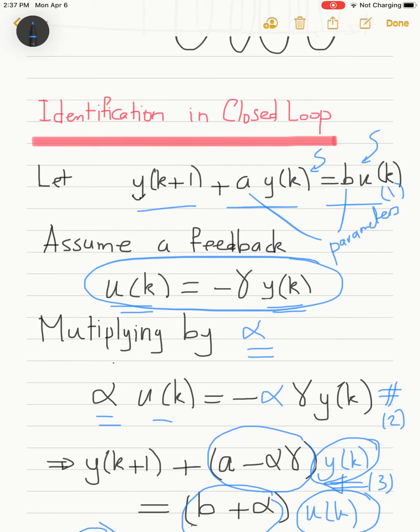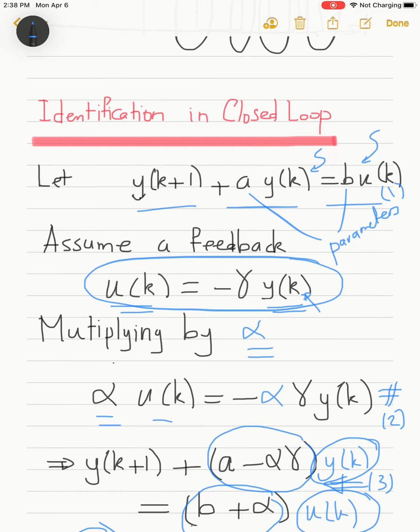So what is the problem? One of the solutions is, instead of having a direct feedback from y of k, I would introduce a delay here. So I would use u of k equals minus some constant gamma times y of k minus 1. That will break the difficulty. This is one alternative. A second alternative is to use a more complex control law, like you would have two terms, a constant times y of k and another constant times y of k minus 1. This will also solve the problem.